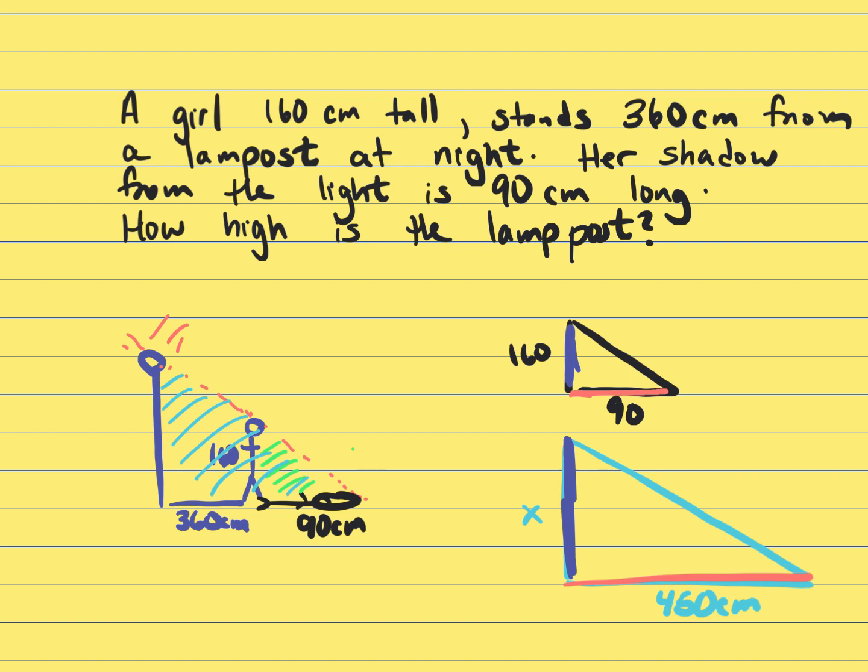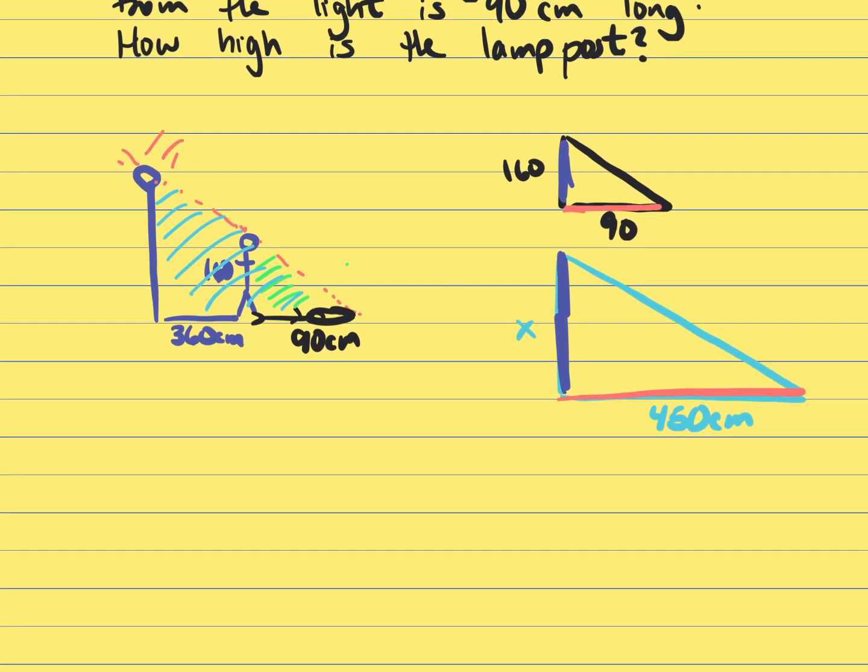So you can do it lots of ways, but I think I will write my proportion as 160 over X equals 90 over 450. So again, lots of ways to do it. You could match up triangle with triangle, small, small, big, big, whatever you'd like to do. But once I have my proportion, I'll just solve it.